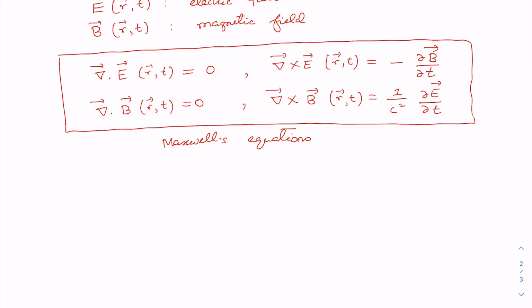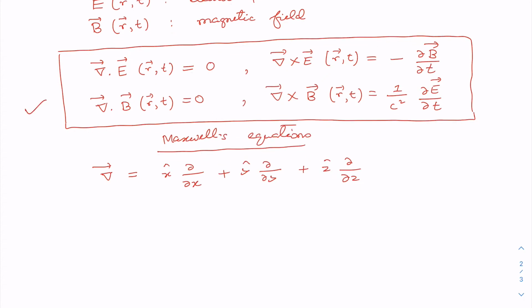I hope you know that this del is a vector operator, a differential operator. This is in Cartesian coordinates. It is defined as having three components: x-cap del by del x plus y-cap del by del y plus z-cap del by del z. These Maxwell equations have many solutions subject to the boundary conditions, and these solutions are called modes.